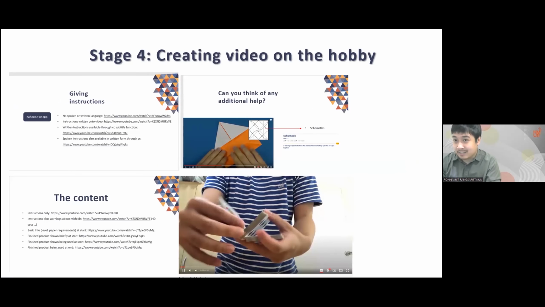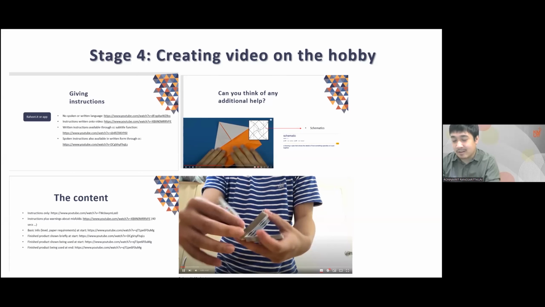Stage 4 is creating a video on the hobby. Throughout the stage, we use origami again as an example. First, we show students that there are a number of ways to give instructions. It could be no spoken or written language, or instructions written onto the video. We didn't just come up with styles of giving instructions. We brought teaching videos to see how instruction can be given and how people did it in their videos. So it's their choice.